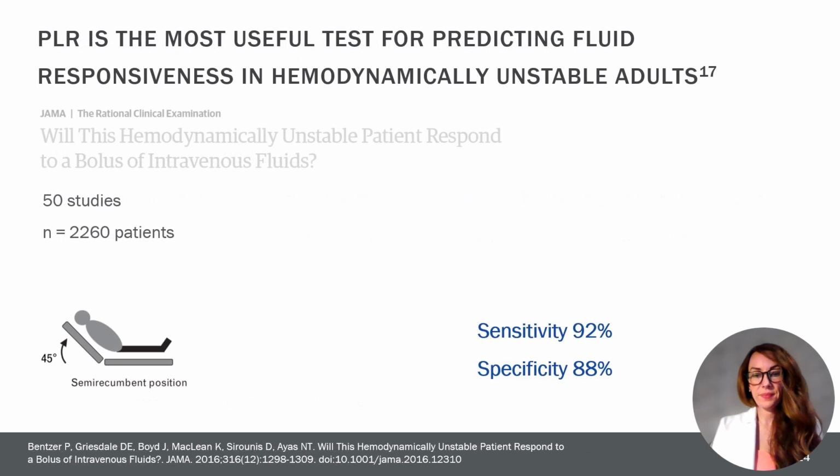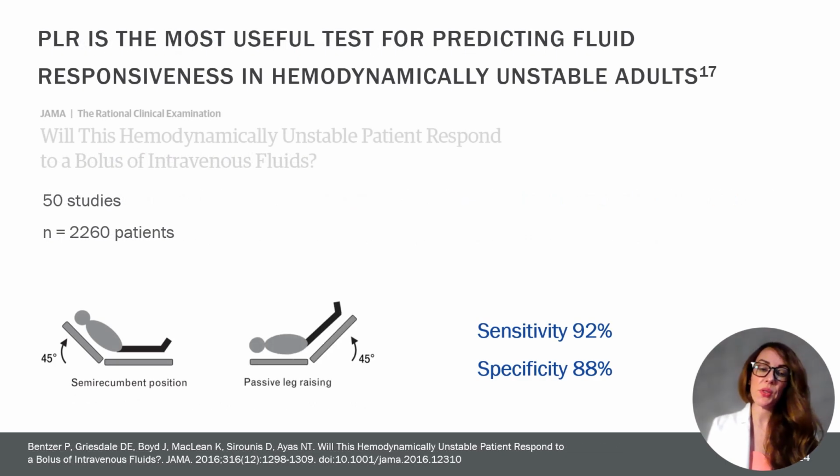bolus. All right, so a passive leg raise is the most useful test for predicting fluid responsiveness in hemodynamically unstable adults. What's nice about a passive leg raise is that you're not introducing any additional fluid into the patient's system. What's hard about a passive leg raise is that sometimes your patients are too hemodynamically unstable to maneuver, in which case, if you cannot do a passive leg raise like is shown on your screen, and we're going to talk about the steps here in just a second, then you can mimic a passive leg raise, which is essentially an intrinsic fluid bolus, with an external bolus.